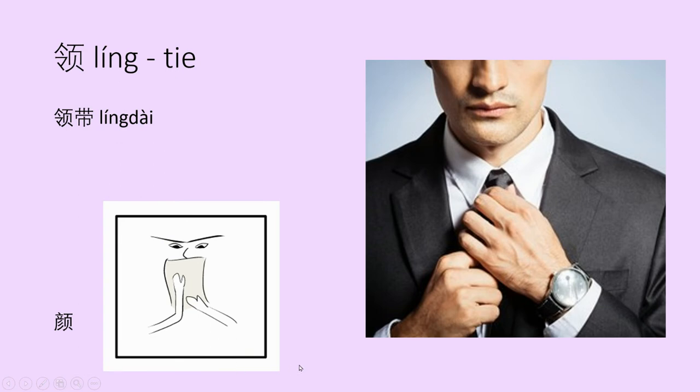The next character is part of ling dai for tie, ling. It has the sound ling, and then it's the page radical, which kind of looks like a person adjusting their tie. You can see their hands.